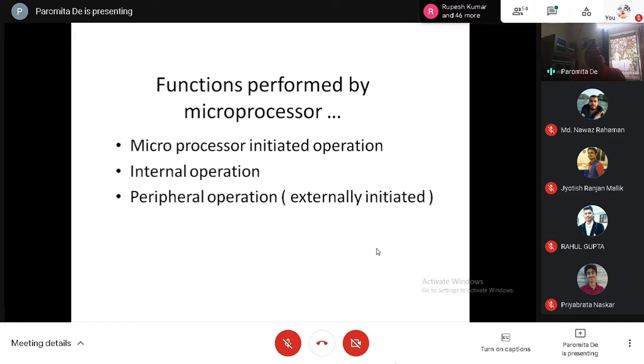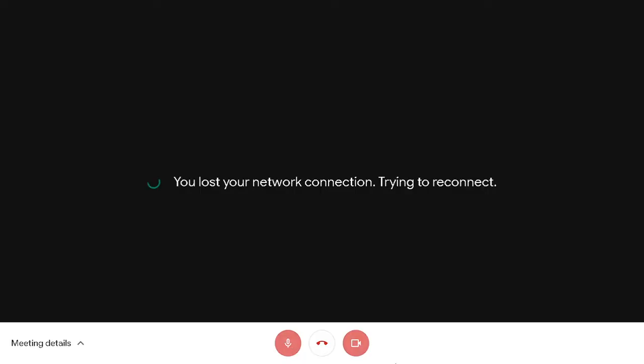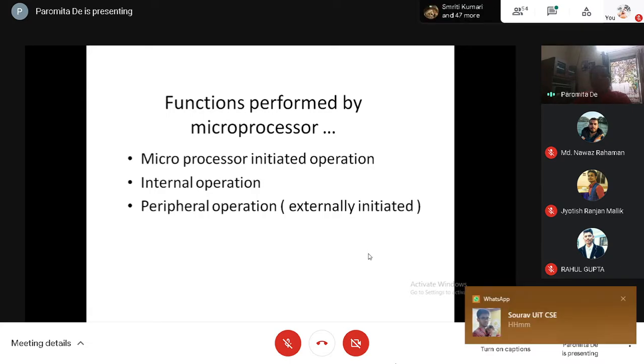What kind of operations does the microprocessor perform? The microprocessor runs programs that are initiated by the microprocessor. It will try to exchange some information with a peripheral. It is a microprocessor initiated operation. Then some internal operations are there, like when it wants to add. And there is peripheral operation. Some peripherals will want to communicate with the microprocessor, like if I am clicking a mouse. So this is peripheral initiated.